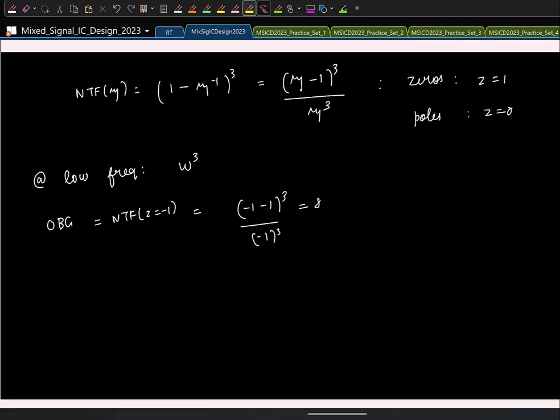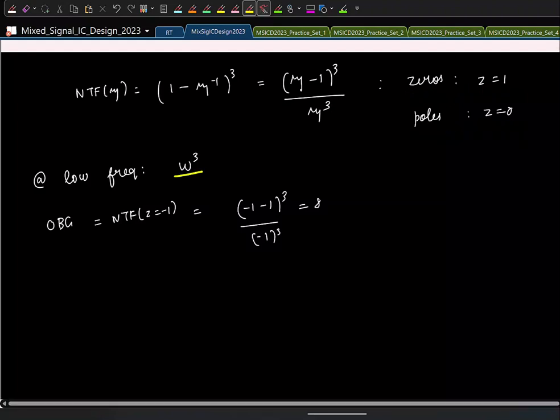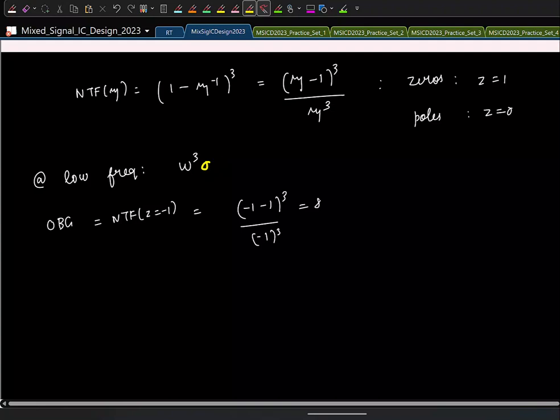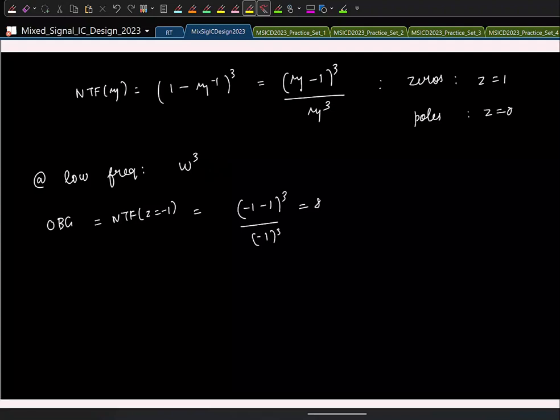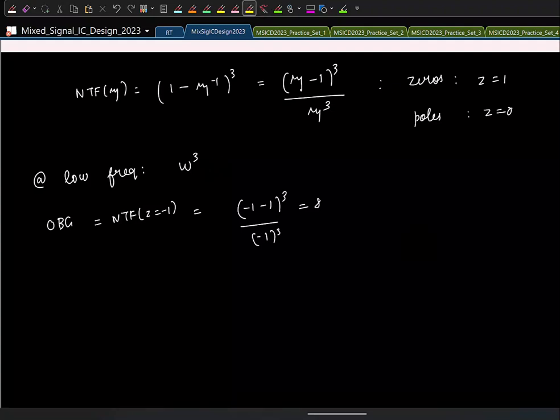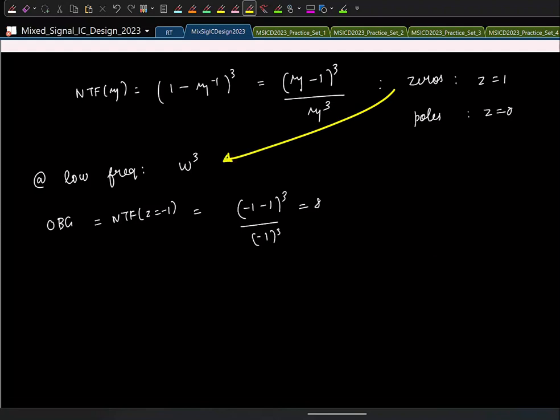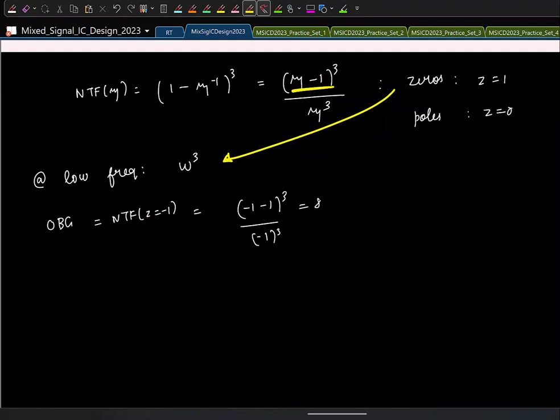See, what I'm saying, it should go as omega cubed, right? Which means at DC, what should the value be? At omega equal to 0, which is DC, I want this to be at 0. Now I want a transfer function to go to 0 at some frequency. The zeros are what give this. Remember that this is because of z minus 1, that is what is giving us this, right? Is that clear? Cool.